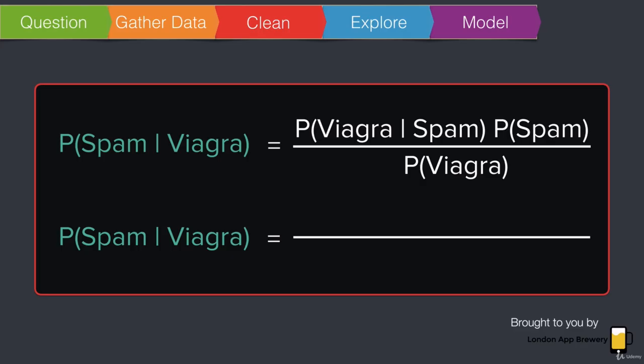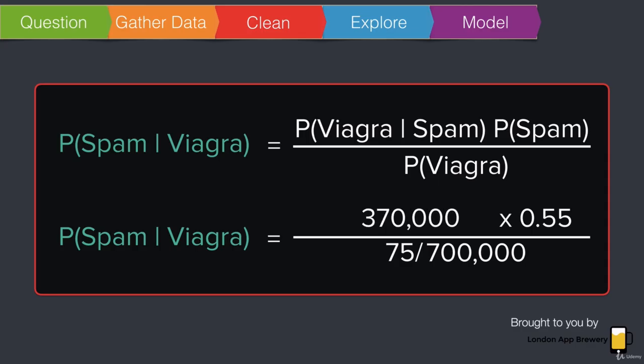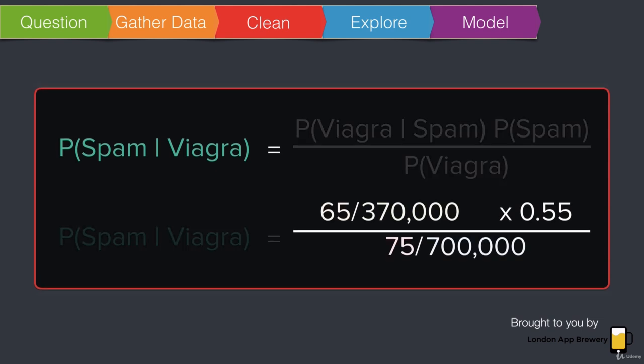To work out the final numbers for this formula, we need a couple of things. First off, we need the overall probability of an email being spam. Second, we need the probability of Viagra occurring in any email. And third, we need the probability of an email containing the word Viagra given that the email is spam. This calculation boils down to 5 numbers.